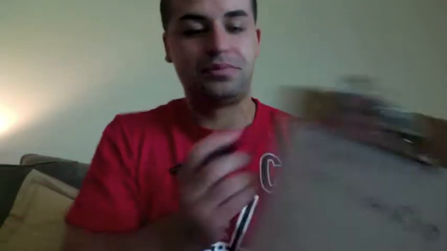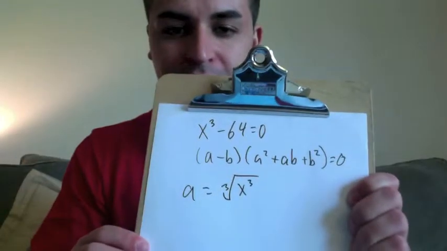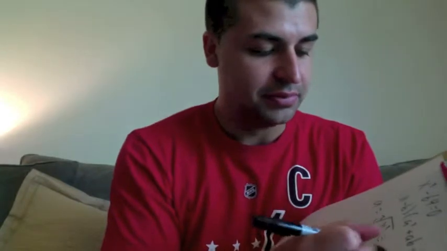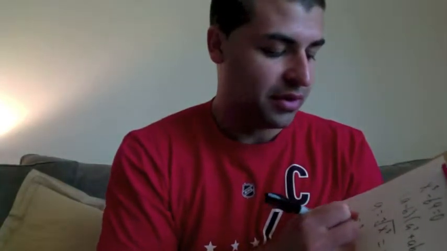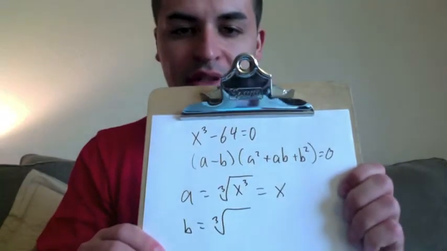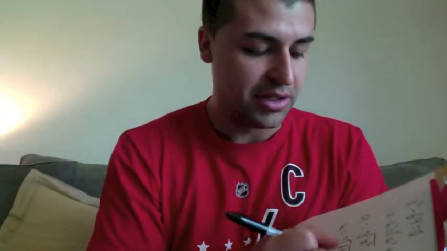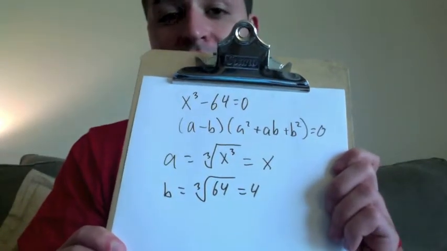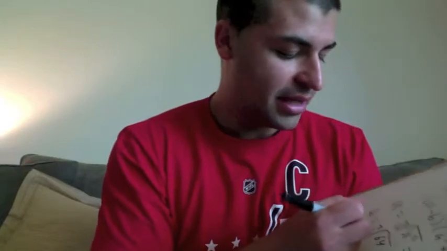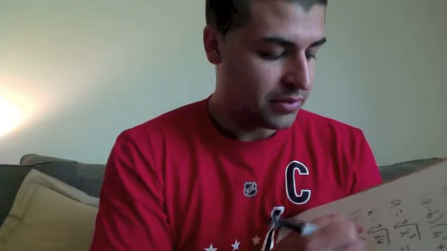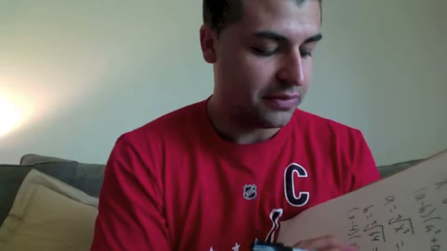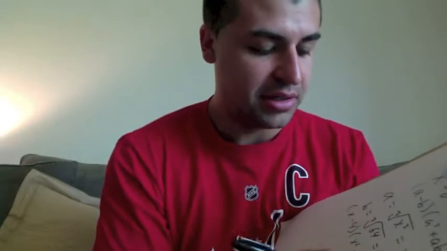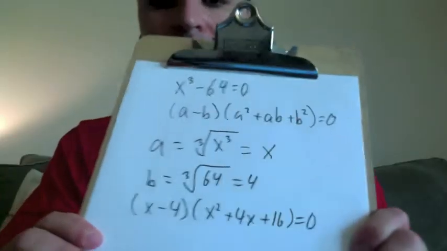So let's first find a and b. So a comes from the cube root of x cubed, right? It's the cube root of our first term, so that's just x. B comes from the cube root of our second term, which is 64. And the cube root of 64 is 4. So a is x and b is 4. Now we can just plug that right in. So we'll say x minus 4 times x squared plus 4x plus 16 all equal to 0.